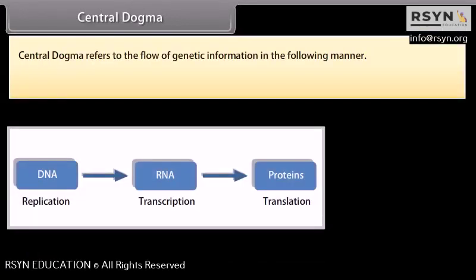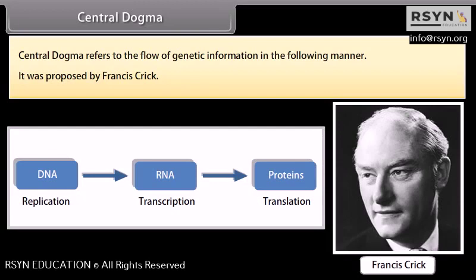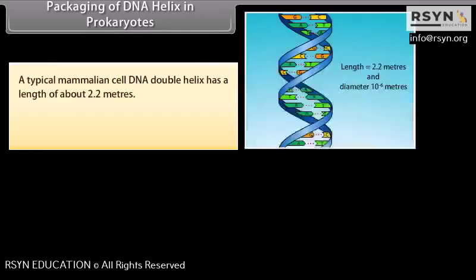Central dogma. Central dogma refers to the flow of genetic information in the following manner. It was proposed by Francis Crick. Packaging of DNA helix. A typical mammalian cell DNA double helix has a length of about 2.2 meters. How is it accommodated in a small nucleus?